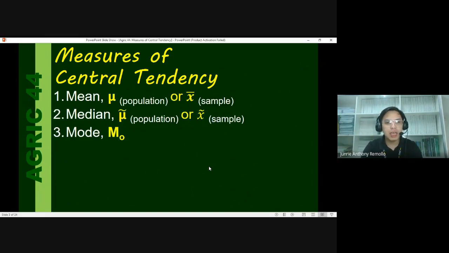So there are three types of measuring the central tendency. First, the mean, denoted by mu for a population and x bar for the sample. The second one is the median, denoted by mu tilde, the symbol that is like an approximate sign, and x tilde for the sample. The third one is the mode, denoted by M sub zero, or M sub o.